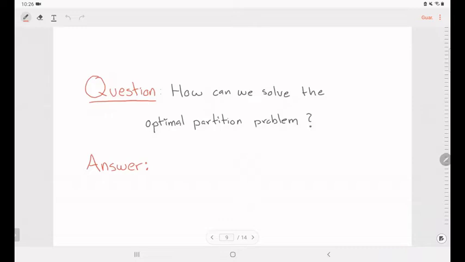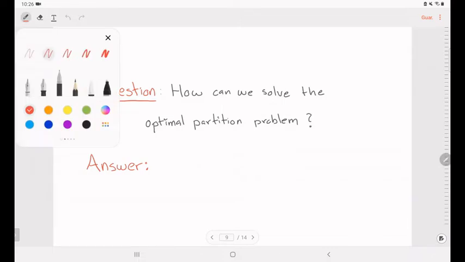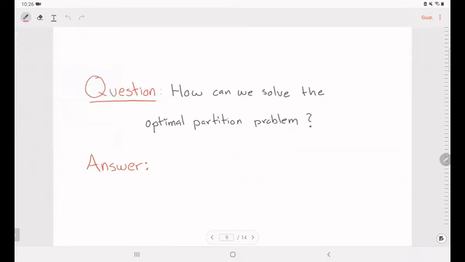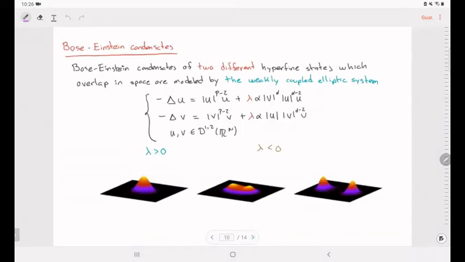So can we solve the optimal partition problem? How can we solve the optimal partition problem? The answer, surprisingly, comes from physics. Let's say physics has the answer, or at least a hint. And what is the main idea here? The main idea is the following one.